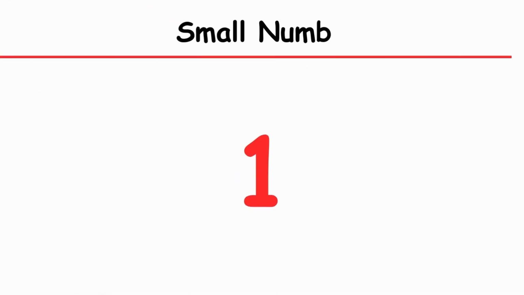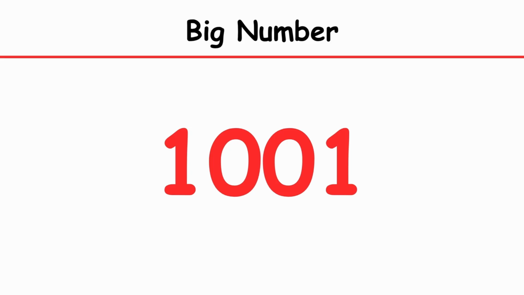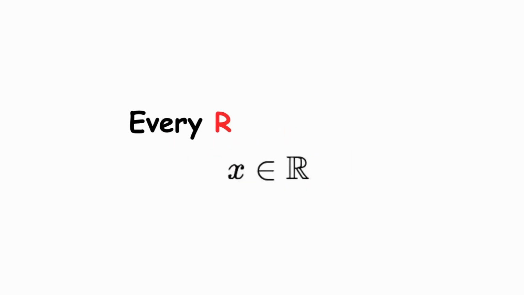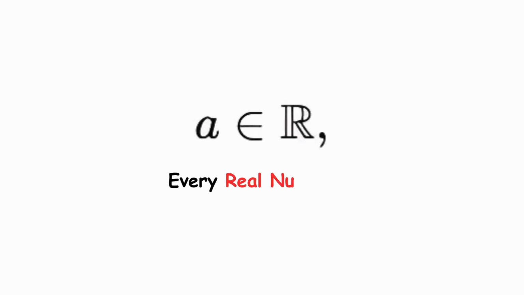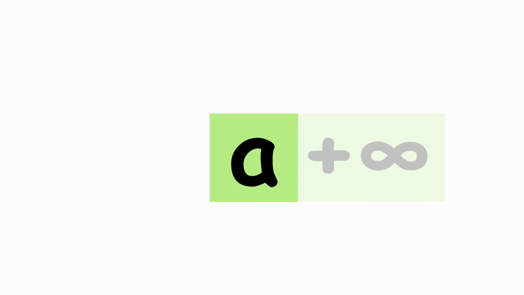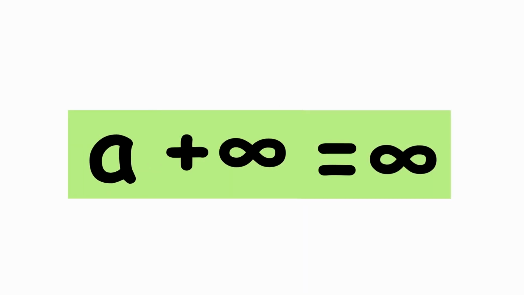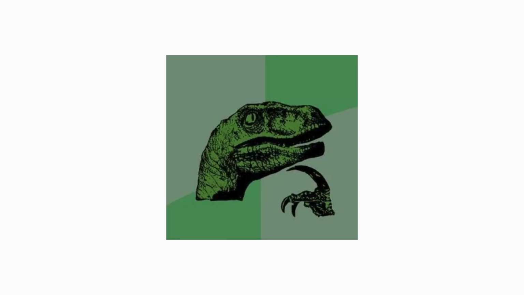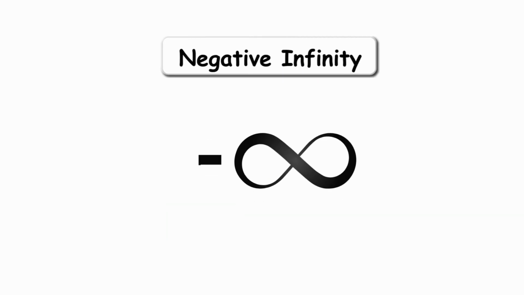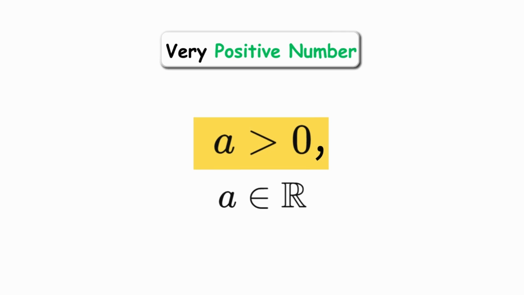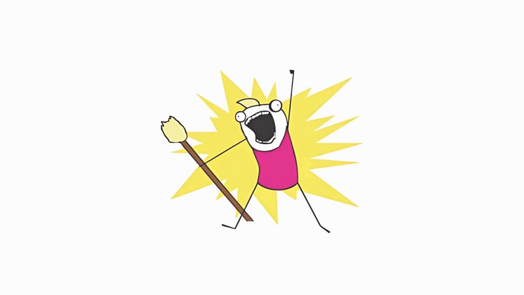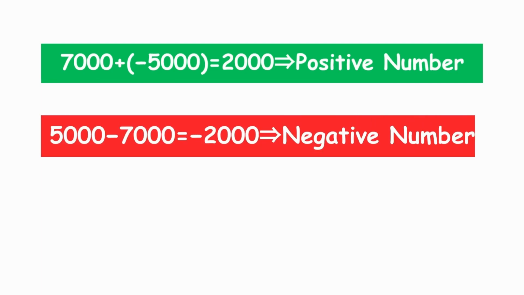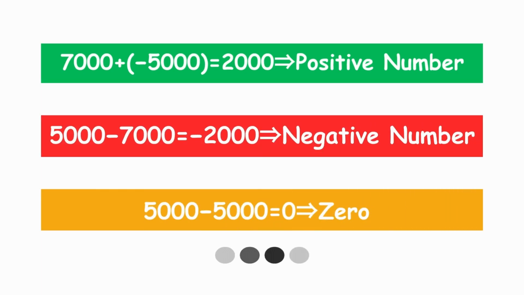Now, a small number plus a big number is a big number, but every real number is small compared to infinity. So for every real number A, we can say that A plus infinity equals infinity. But what if we add positive infinity and negative infinity together? If we add a very positive number and a very negative number, the result could be all sorts of things. A very positive number, a very negative number, zero, and so on.